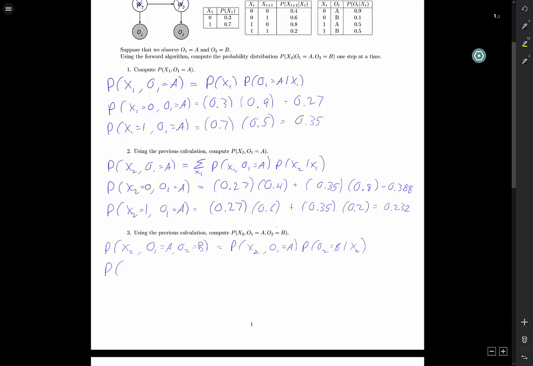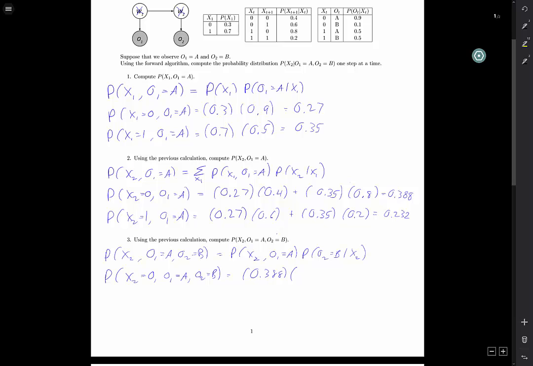So we have probability of x2 equals 0, O1 equals A, comma O2 equals B. So for the first term, this is from our previous calculation, so this will be 0.388. And now the probability of O2 equals B given x2 equals 0 is 0.1. So this gives us 0.0388.